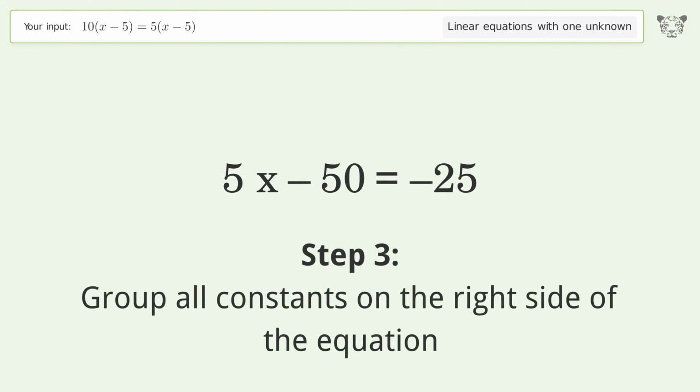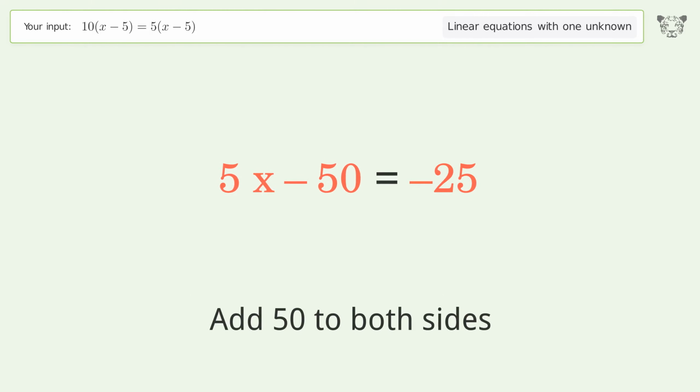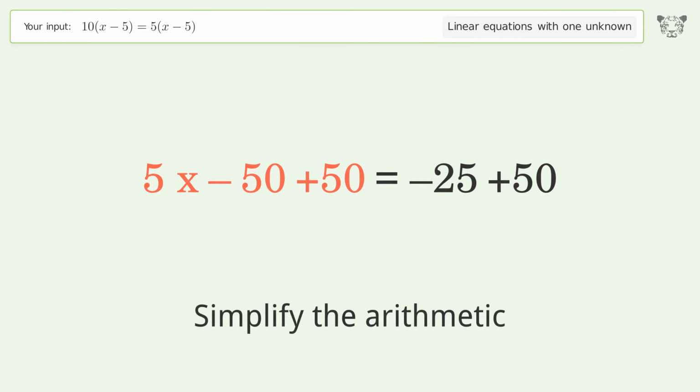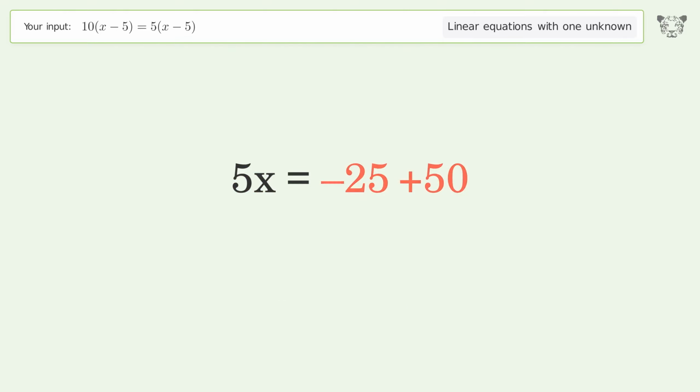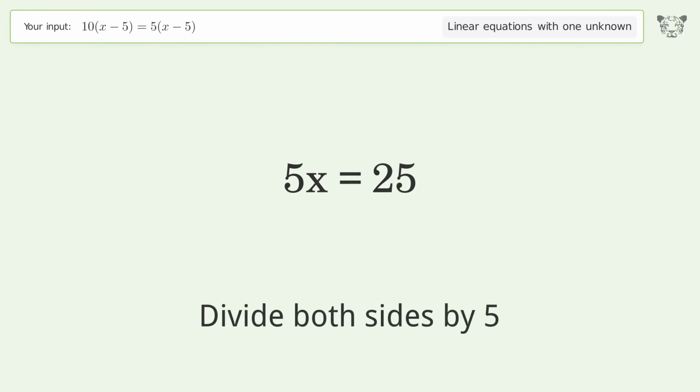Group all constants on the right side of the equation. Add 50 to both sides. Simplify the arithmetic. Isolate the x. Divide both sides by 5.